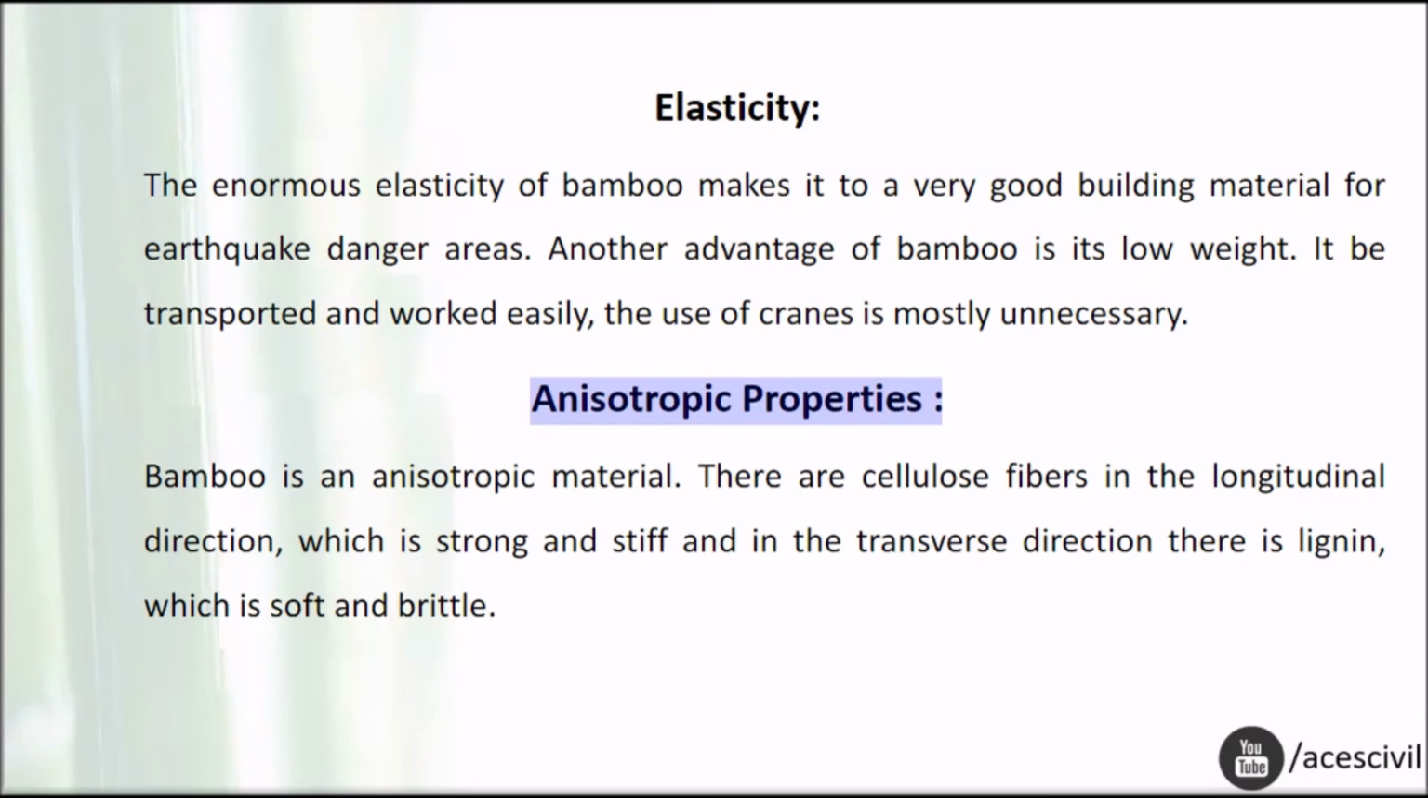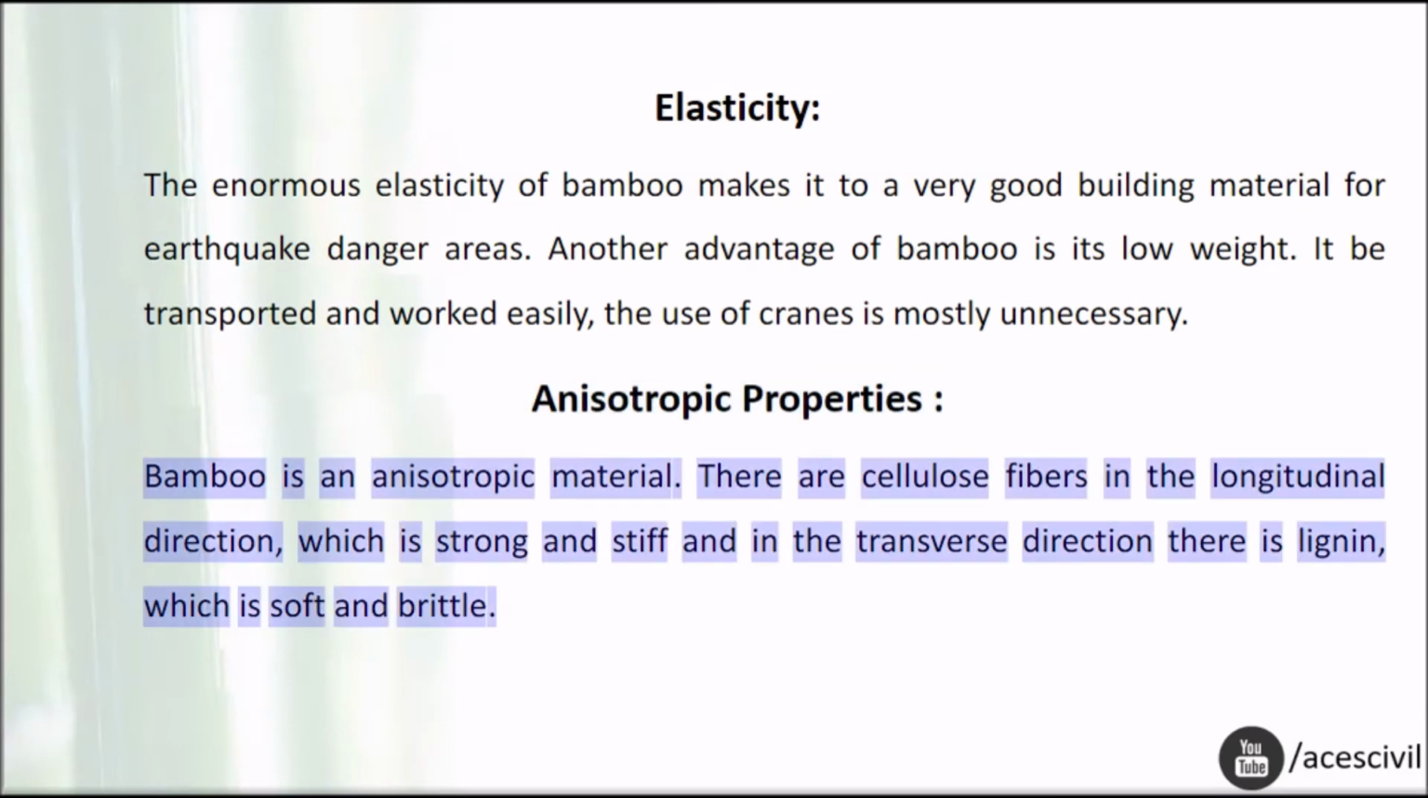Anisotropic properties. Bamboo is an anisotropic material. There are cellulose fibers in the longitudinal direction, which is strong and stiff, and in the transverse direction there is lignin, which is soft and brittle.